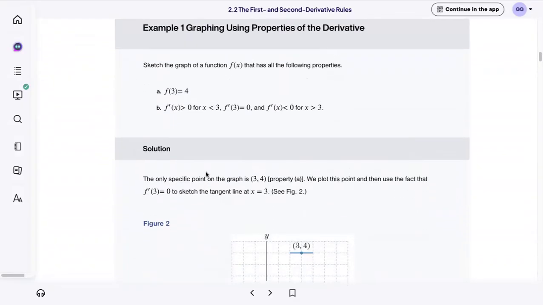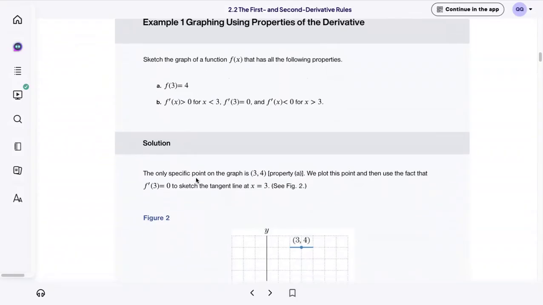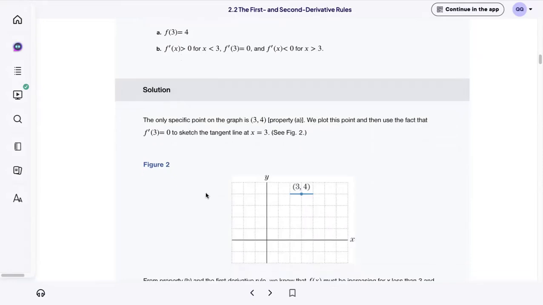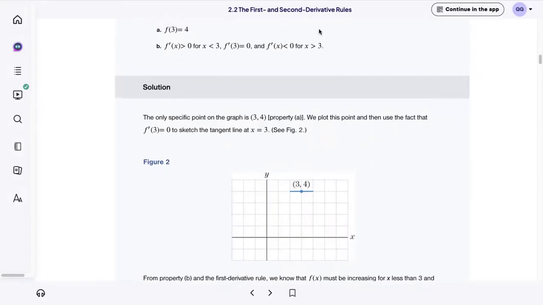Let's see this example. This example is given one point, right? X equals 3, y equals 4. So (3, 4) is a point. Then this is saying when x is greater than 3, the slope is positive, the function increases. Right? At x equals 3, f prime equals 0. This is an extreme point or critical point. It is less than 0 when x is less than 3, so the original function decreases.